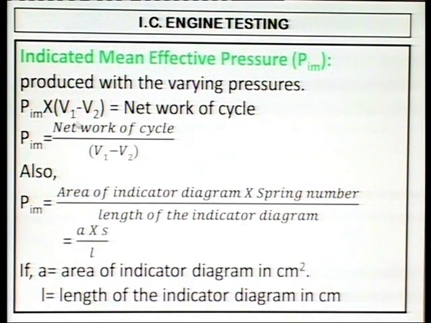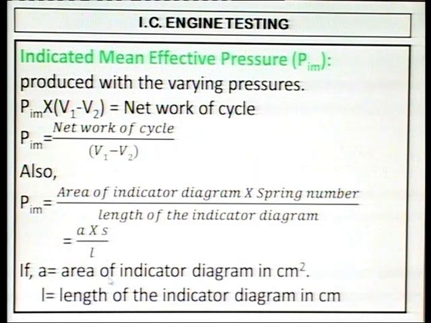PIM multiplied by V1 minus V2 is equal to the net work of the cycle. PIM is equal to the net work of the cycle divided by V1 minus V2. Also, PIM is equal to the area of the indicator diagram multiplied by the spring number divided by the length of the indicator diagram, that is, A multiplied by S divided by L.